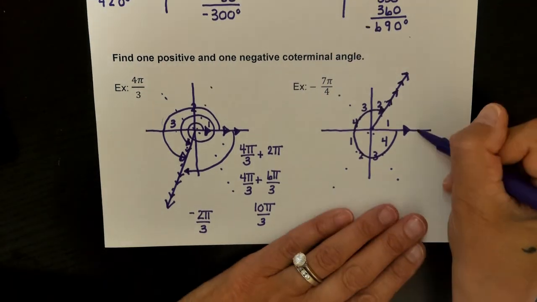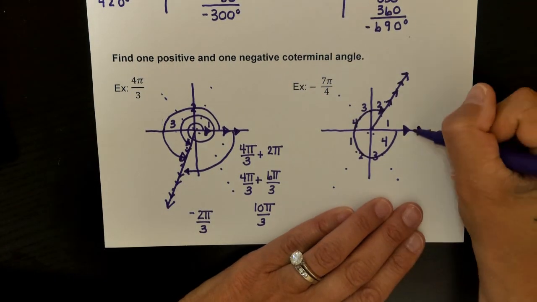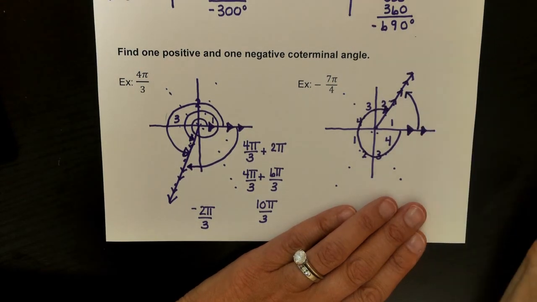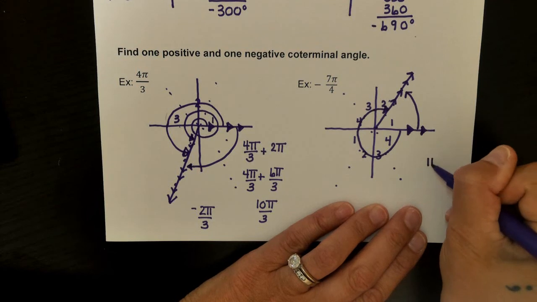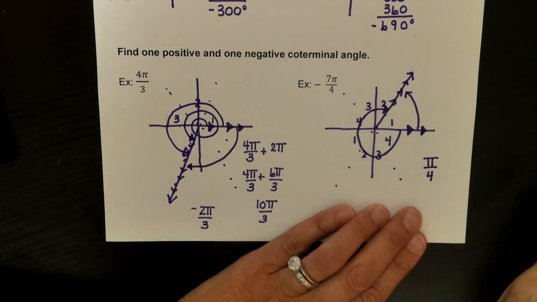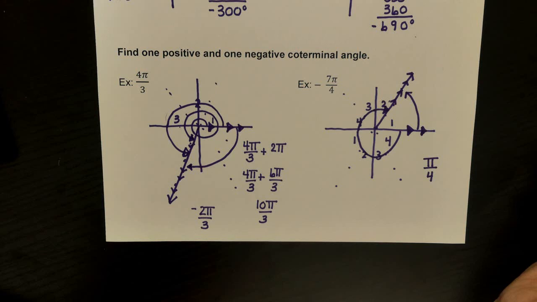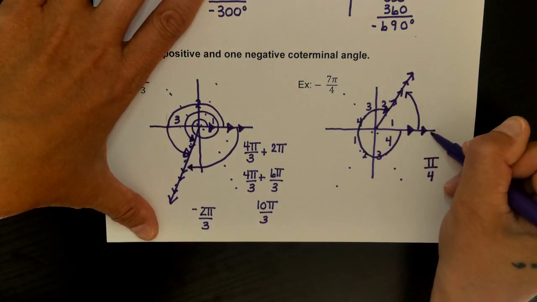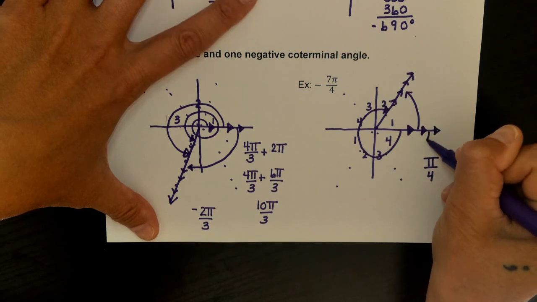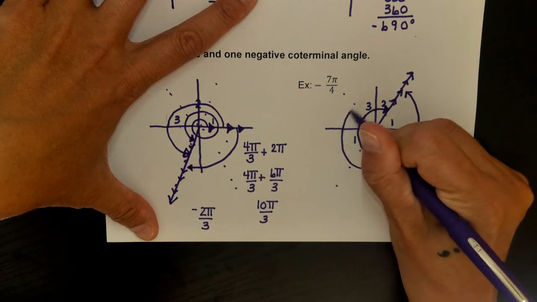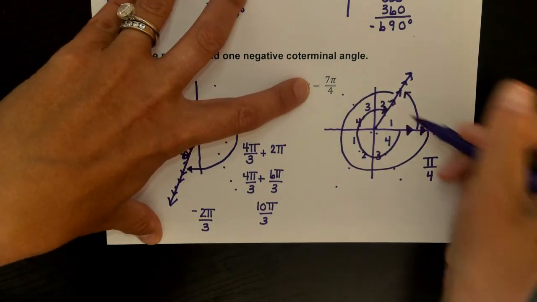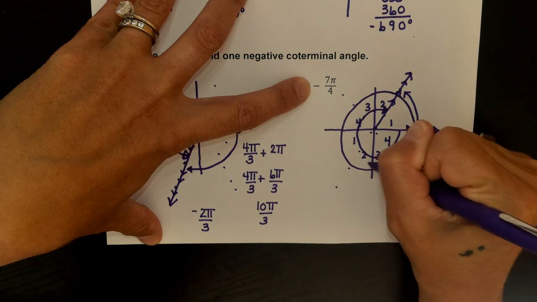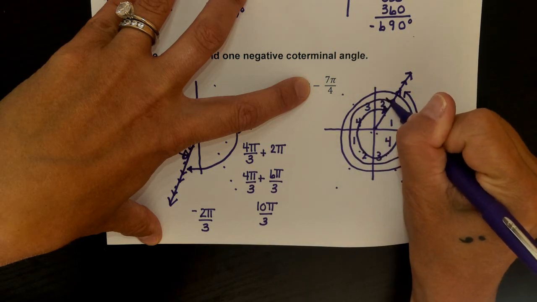So let's start with the positive. Positive means I go up. Well, how many of the 4 pieces did I use? Only 1. So 1 pi over 4 is my positive coterminal angle. Negative, you're going to see what's going to happen here is I'm going to start, I'm going to go down, and I'm going to run into it. But that was my original. So that means I have to go another full circle to get back to it.